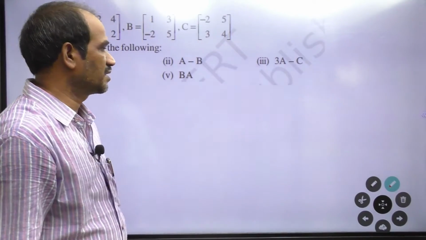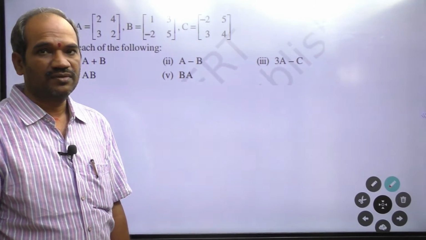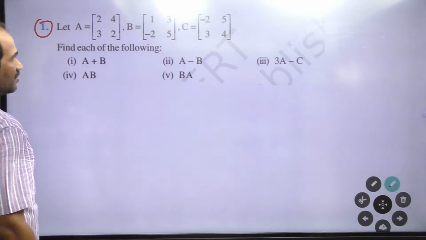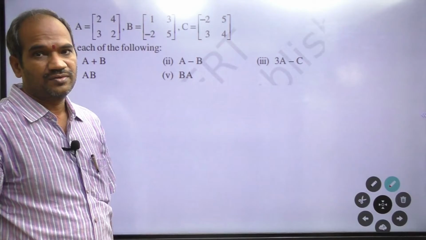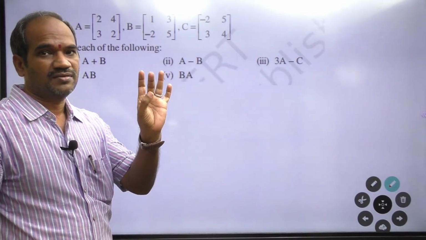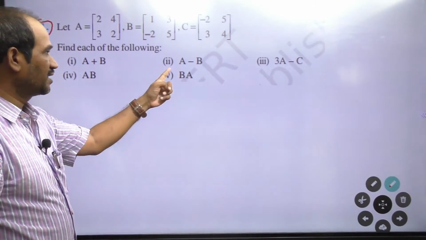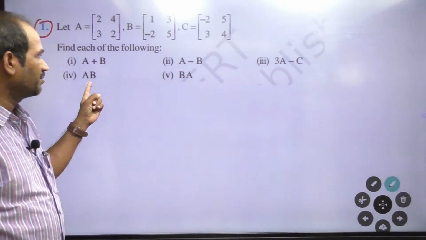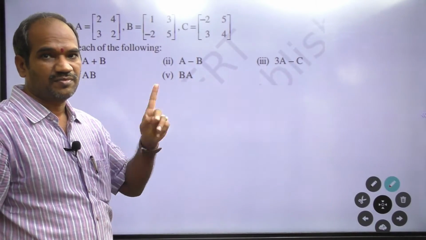In your textbook, the second exercise problems. In this first question, matrices A and B are given. Today's definitions are addition, subtraction, multiplication. First, addition A plus B. Next, subtraction A minus B. Next, multiplication AB and BA.